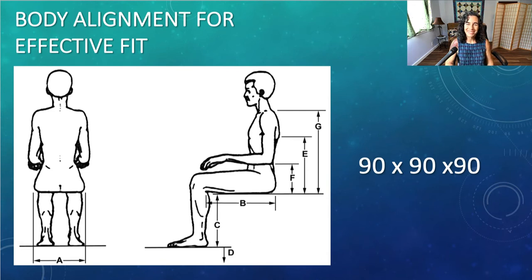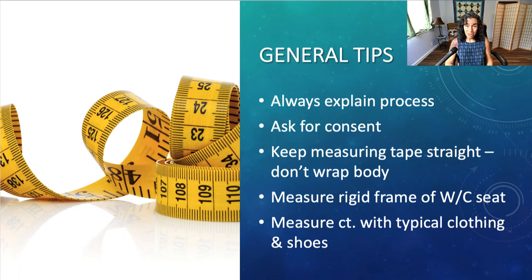Here are some general tips. We always want to explain the process of wheelchair fitting and evaluation before we actually engage in the process. We ask for consent to perform the evaluation and also to touch the client. We want to keep the measuring tape straight rather than wrapping the body. That's going to give us a more accurate measure. And we want to measure the rigid frame of the wheelchair seat as opposed to the sling part of the seat or any other feature on the wheelchair. Again, we're looking for accuracy of measurement, and that's going to give us the greatest accuracy.